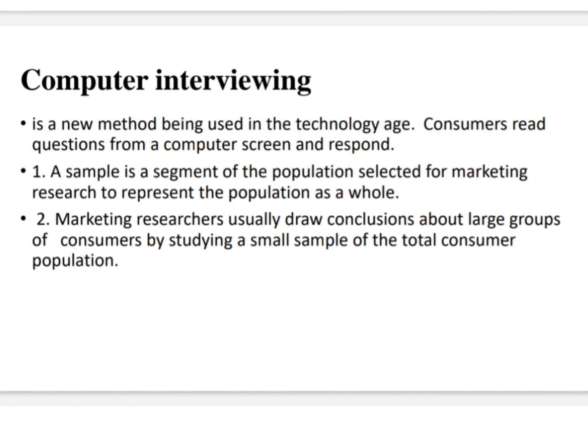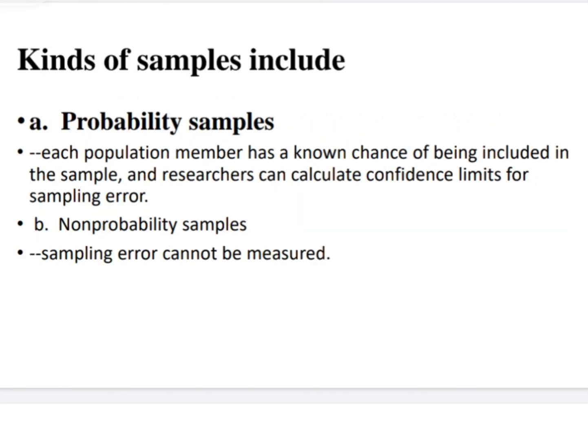Number one, a sample is a segment of the population selected for marketing research to represent the population as a whole. Number two, marketing researchers usually draw conclusions about large groups of consumers by studying a small sample of the total consumer population. Kinds of samples include: A, probability samples, where each population member has a known chance of being included in the sample and the researcher can calculate confidence limits for sampling error. B, non-probability samples, where sampling error cannot be measured.